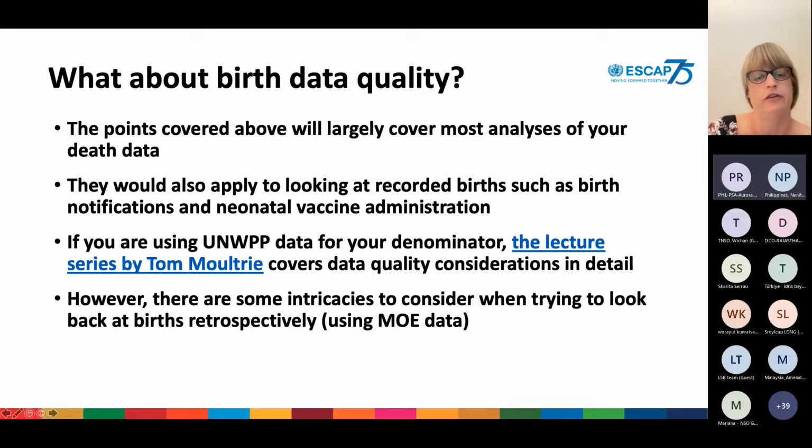And then just to mention, as we've talked about before, if you have no other data sources, and perhaps the only one available is this UN World Population Prospects data that you would use for your denominator, Tom Moultrie gave a series of lectures on some methods to use this data, and he also provides some spreadsheets to use with it that you can use to assess completeness by sex, and I believe also by age when it comes to deaths. So I recommend, there's a link built into the PowerPoint. You can click here and have a look at his lectures if you weren't able to attend, and use that process as well.